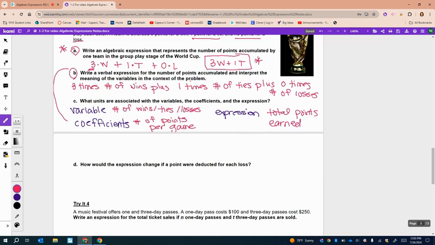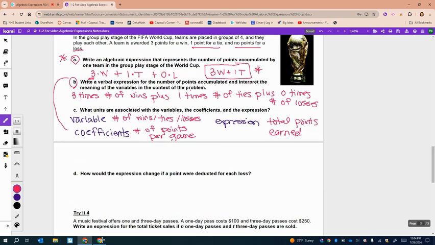Okay. All right, let's look at the last one. How would the expression change if a point were deducted for each loss? Well, that's an interesting question. So we're only talking about the loss, right? So our wins would stay the same. Three times, right? 3 points per win plus 1 point per tie. That's going to stay the same.